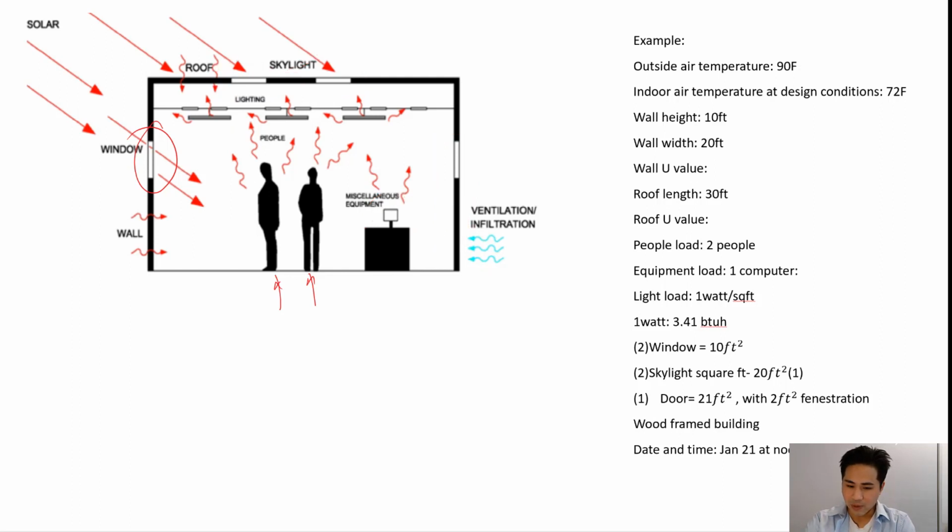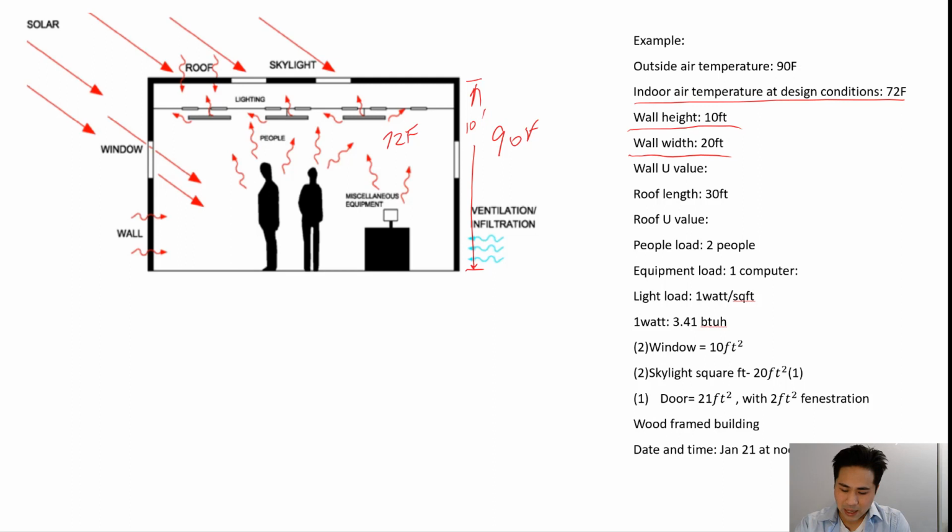So if you look on the right side, these are the givens for this example. The outside air temperature is 90 degrees Fahrenheit. The indoor air temperature will be at 72 degrees Fahrenheit. That's what the temperature will be maintained at indoors. The wall height is 10, so this height here is 10 feet. The wall width is 20 feet. So that basically is the wall that goes into or out of the page, depending on how you want to look at it.